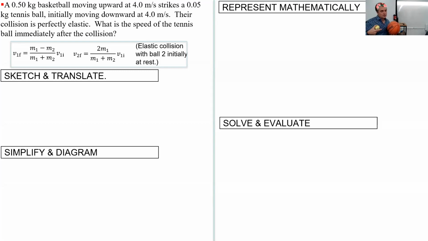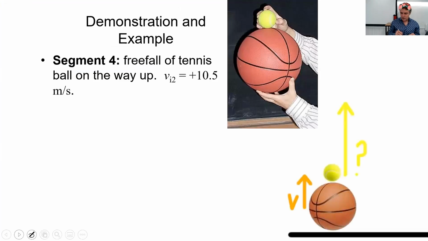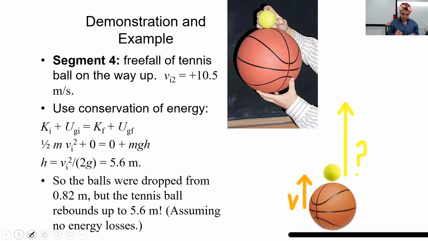So these equations work for ball 2 being initially at rest. You can't use them in this case unless you go to the reference frame of the tennis ball in which the tennis ball is at rest. I'm going to do this on Monday, since I don't really have time to do that right now. The answer is going to be plus 10.5 meters per second once we go back to the lab frame. And then you see that the tennis ball goes up to 5.6 meters, which is why it hit the roof.